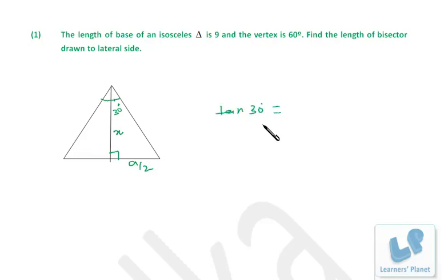So tan theta is 9 by 2x. Right? Tan 30 degrees is 1 by root 3. So x is equal to 9 root 3 by 2. Right? That is the length of the angle bisector. Okay? I hope you are clear.